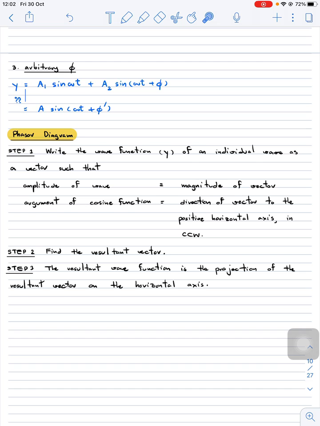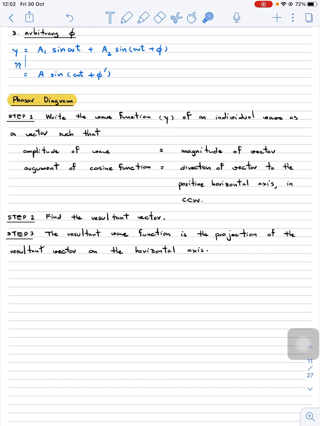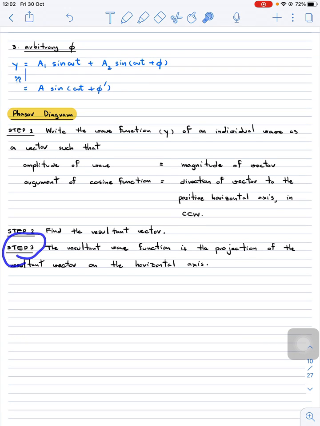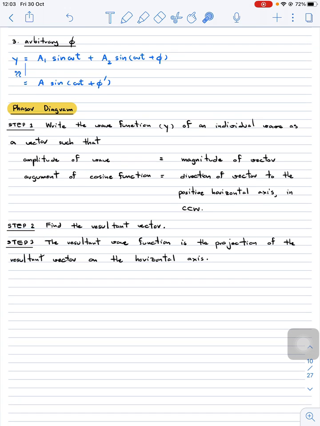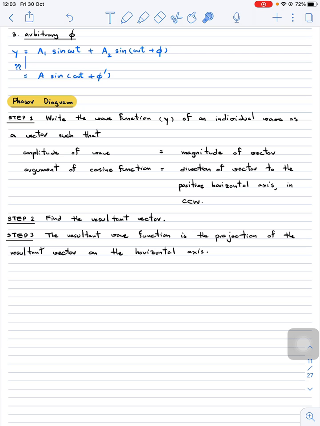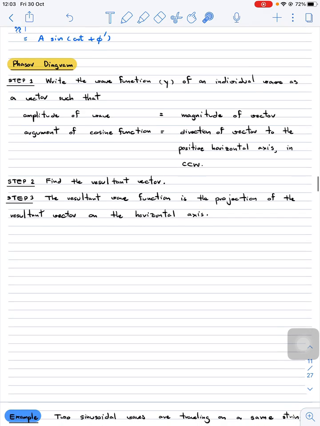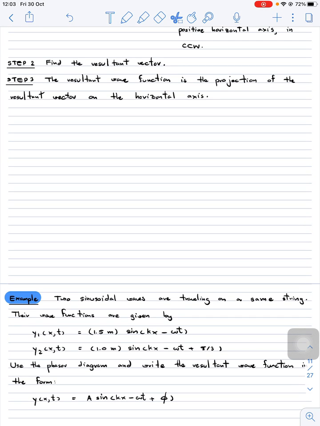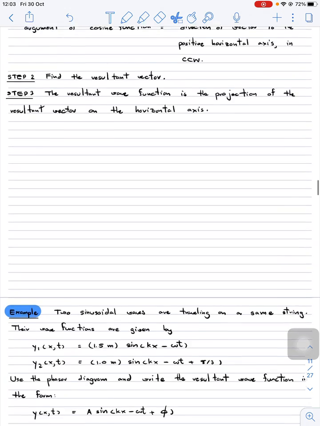conventional definition. Okay, so now for step 2, you're going to find the resultant vector. So it means that we need to sum these two as vectors. And then finally for step 3, the resultant wave function is the projection of the resultant vector on a horizontal axis. Okay, so we're going to try to understand the phasor diagram from these examples.